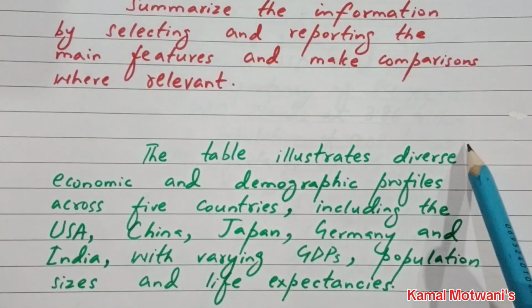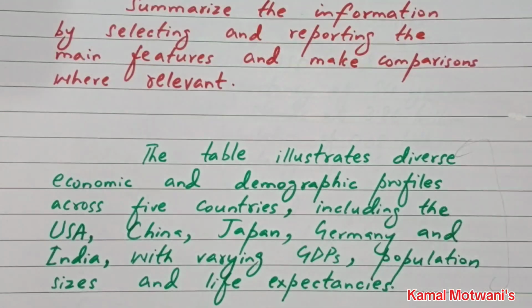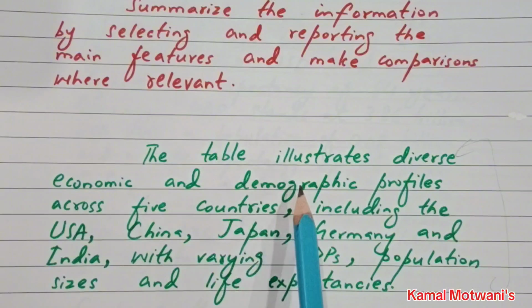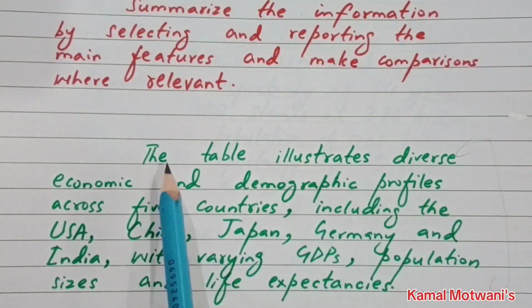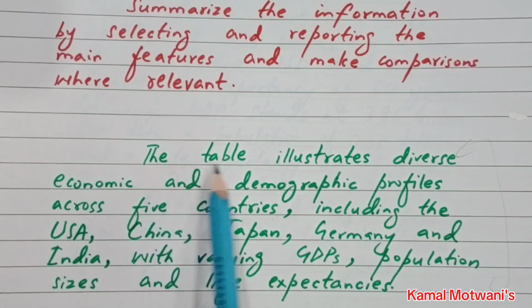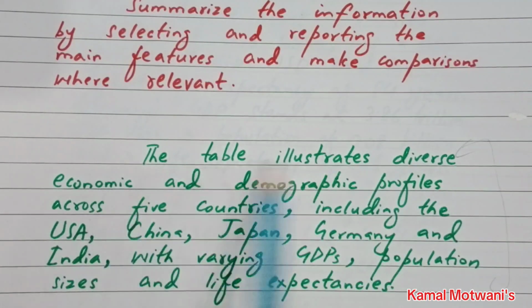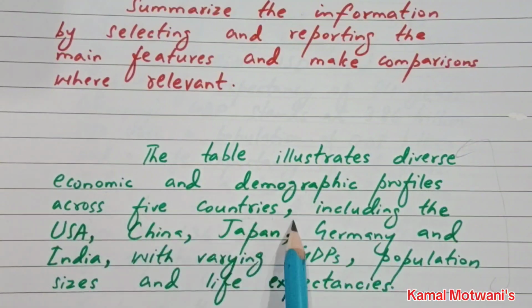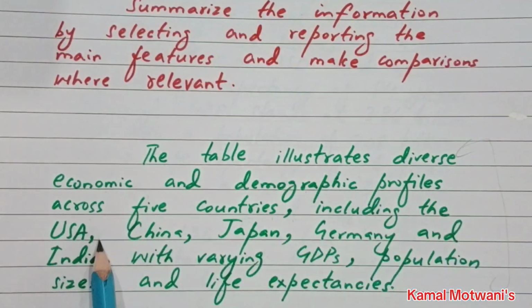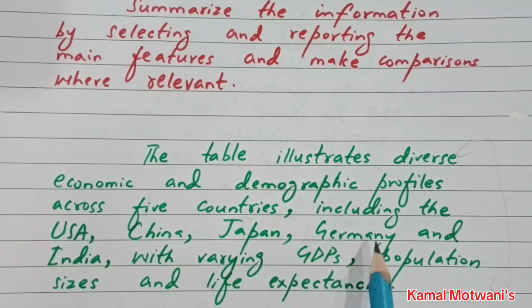Writing in the green ink is the introduction. Let's read it. The table illustrates diverse economic and demographic profiles across 5 countries, including the USA, China, Japan, Germany, and India, with varying GDPs, population sizes, and life expectancies.